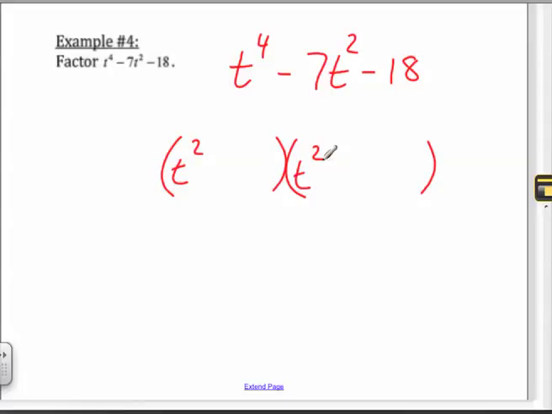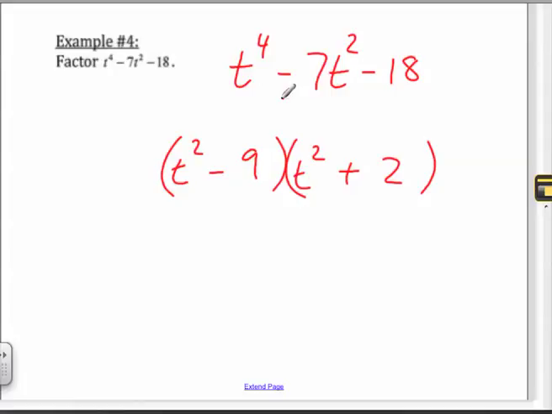Jack, what pair? Negative 9 and plus 2. Jack says negative 9 and plus 2. And the reason that we want negative 9 is because we end up with negative 7 when we add them. If I had done positive 9, I would have gotten positive 7. We're all good?